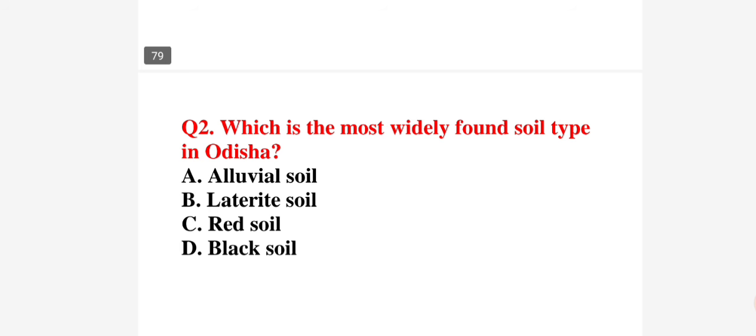This is generally a clay soil, and it is very useful for crops like millets, pulses and groundnuts. So this is all about black soil. So let us move to the next question.